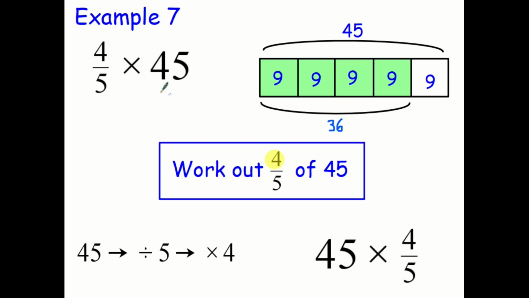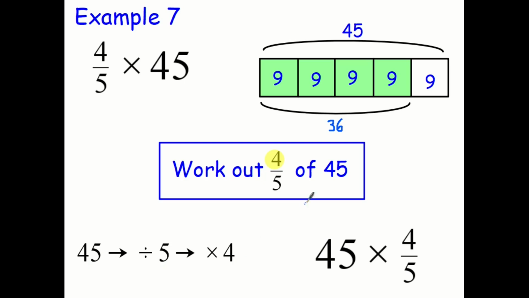Another way of writing this, of course, is like this: 4/5 multiplied by 45, which is exactly the same as this calculation down here, 45 times 4/5. It all means work out 4/5 of 45. So to summarise what we've done up here with this bar model, you can think about the calculation like this: 45 divided by 5 and then multiplied by 4. That's what this calculation is showing down here.